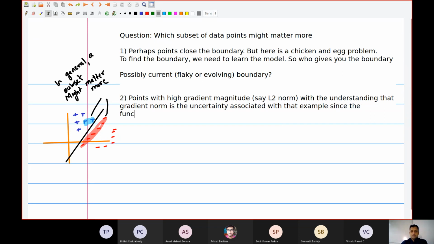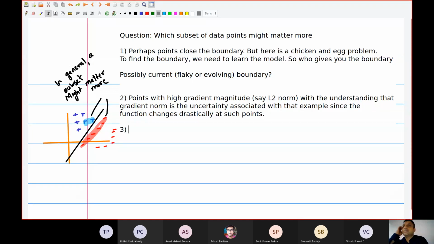Let us write it down: the function changes drastically at points where the gradient is high. It's very kind of uncertain. What's another suggestion?